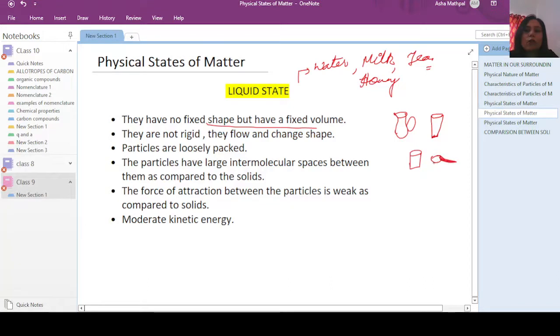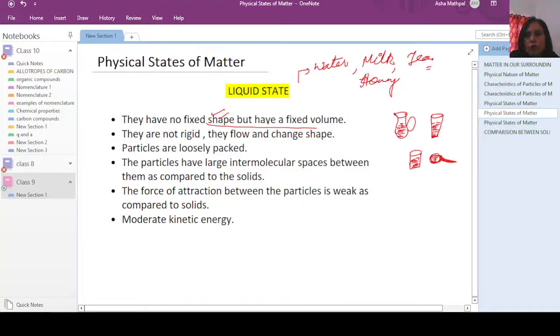Now, if you are going to pour water in them, water will take the shape of the container. For example, if we are putting water in this, it will take up the shape of the pitcher. If we are putting it here, it will take up the shape of the glass. If we are putting it here, it will take up the shape of the beaker. If we are putting water in this spoon, it will take the shape of the spoon. So, it has got no fixed shape. Liquid has got no fixed shape to it.